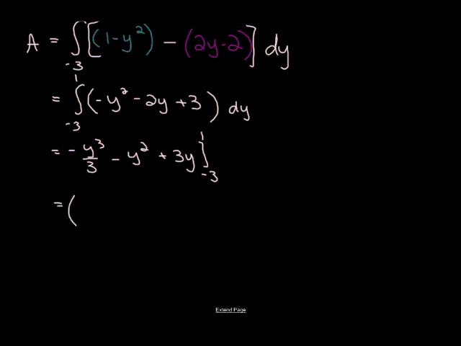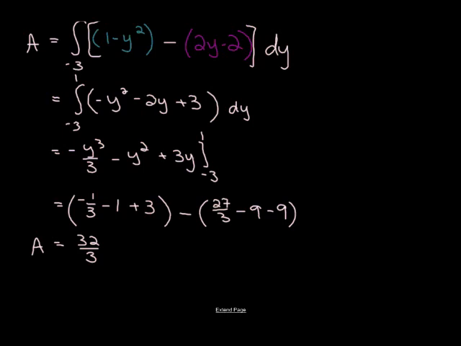Okay, now we go ahead and plug in. Plugging in the 1 first, we get negative 1/3 minus 1 squared plus 3 times 1. And now we're going to subtract off plugging in the negative 3. Here we're going to get 27 over 3 minus 9 minus 9. Okay, and once we go through and add those all up, we end up with 32 over 3. Okay, so area is 32 over 3 units squared.